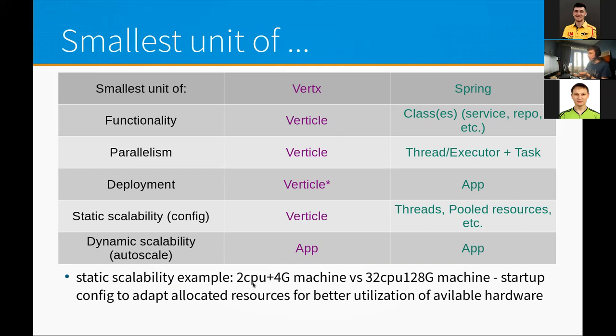How does that work? For example, you are starting your application, you are writing your public void main, and you are noticing that you are running on a two CPU machine. You then have to provide some Kubernetes configuration, read it in Vertx, try to adapt, and so on.